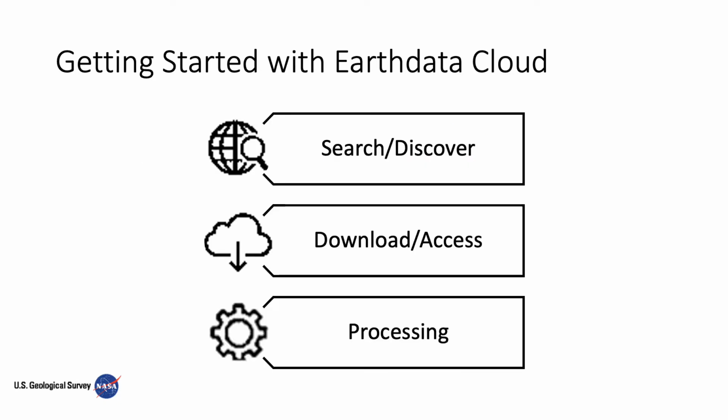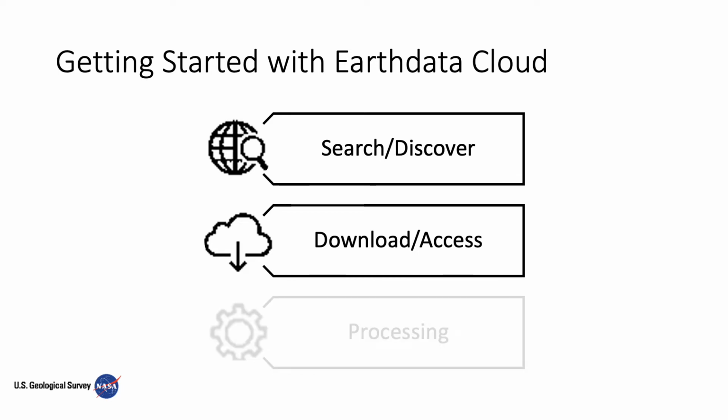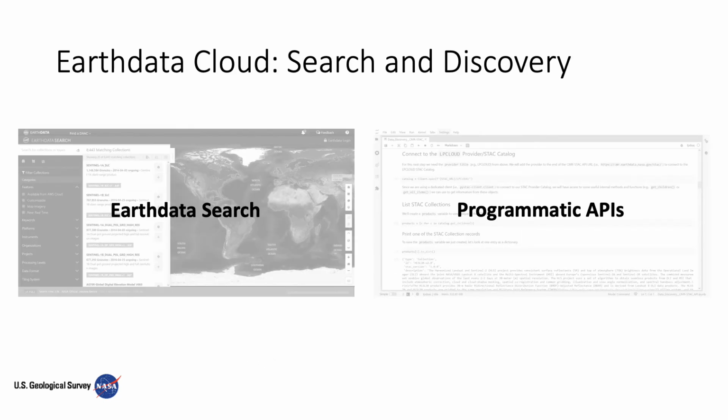For the remainder of this time, we'll talk about getting started with the Earthdata Cloud. There are a few different categories we can talk about when discussing getting started. Things like search and discovery, downloading and accessing cloud data assets, and processing those cloud data assets both inside and outside the cloud. Today, we're going to focus on search and discovery and download and access. On the search and discovery front, users can use a graphical user interface to search for cloud data assets, something like Earthdata Search, or users can programmatically search for these assets using APIs.